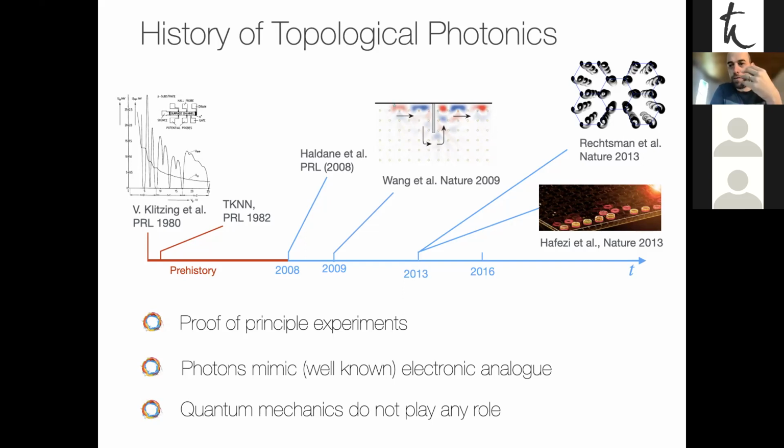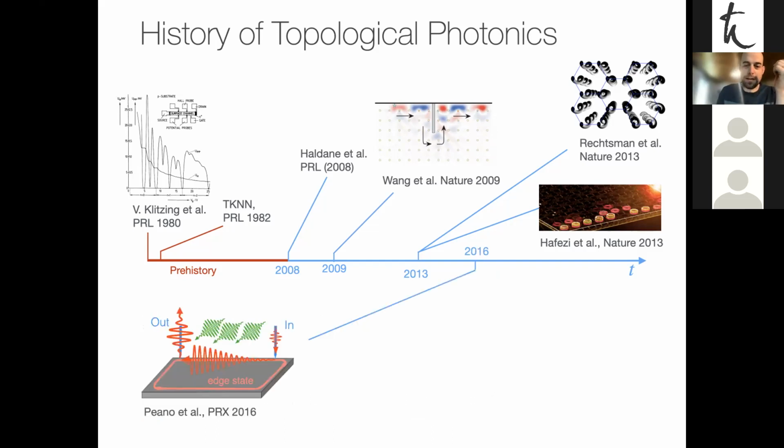And so for this reason, for a long time, most of the work had 3 features in common. It was a lot focused on proof of principle experiments. The photons were mimicking a well-known physics from an electronic analog. And also quantum mechanics did not play any role, because photons are waves in the classical realm. And in 2016, we put forward our work that somehow breaks all these 3 paradigms.